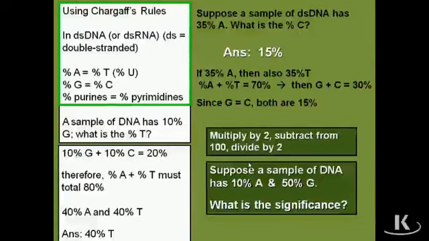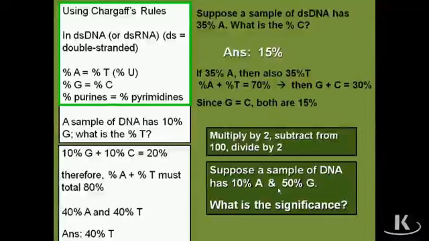What happens if they give you a curveball? Okay, they're going to give you a curveball question. They're going to say, suppose a sample of DNA has 10% A and 50% G. What is its significance? So here you are, you listened to this review, and you found this wonderful shortcut, and you said, okay, I'm going to take 10%, multiply it by 2, I get 20%, subtract that from 100, I get 80%, divide by 2, I get 40. What? Wait, does this make sense? Oh my God, the rules of the universe are falling apart on me. What am I going to do?